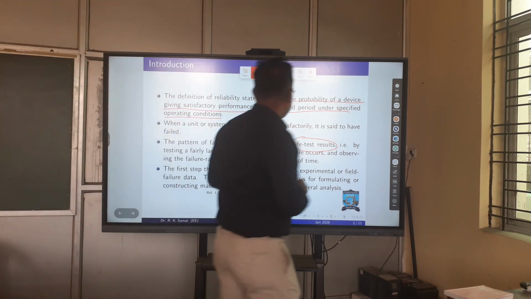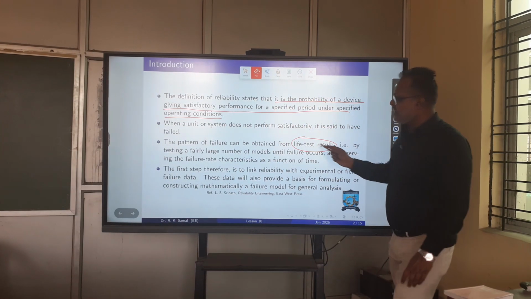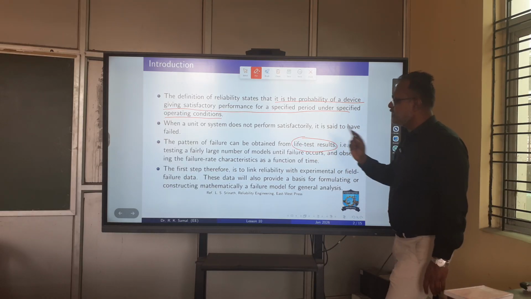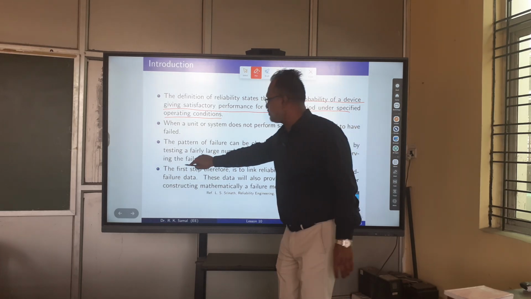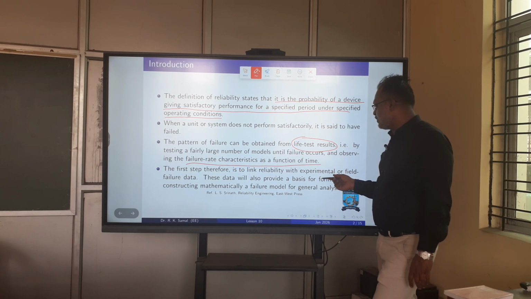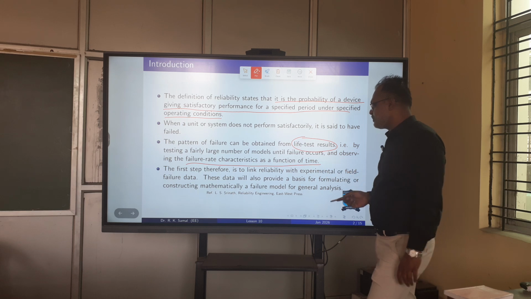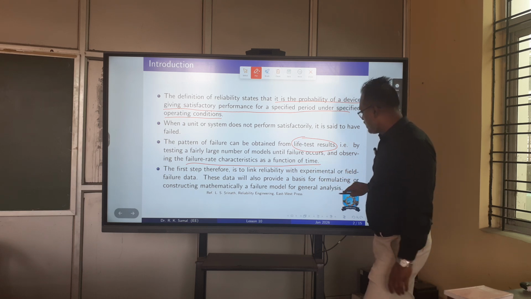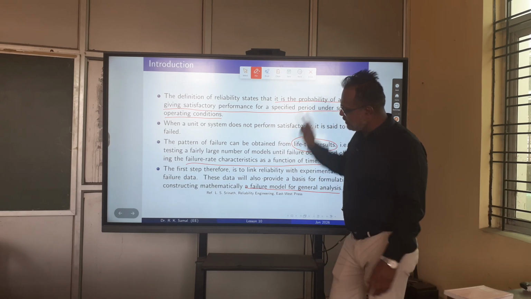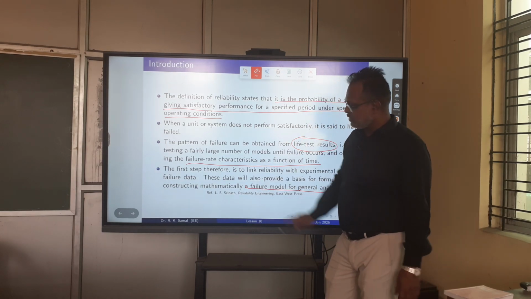So you need live test results, real tests, by testing a fairly large number of models until failure occurs and observing the failure rate characteristics as a function of time. The first step therefore is to link reliability with experimental and field failure data. This data will also provide a basis for formulating or constructing mathematically a failure model. As I said, I have taken the whole PPT presentation from this book.